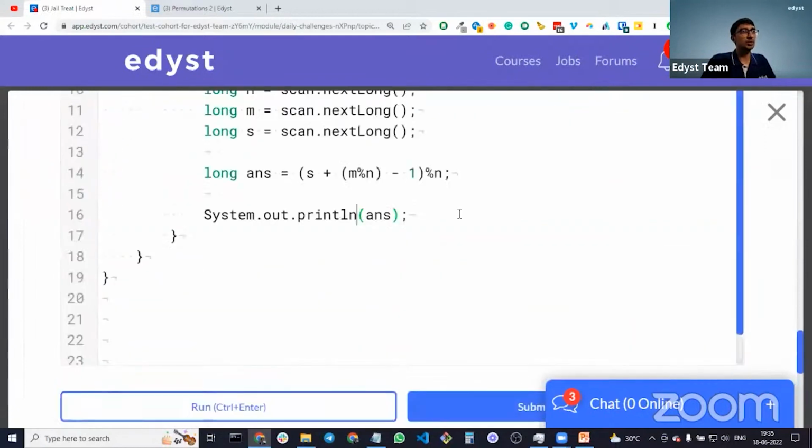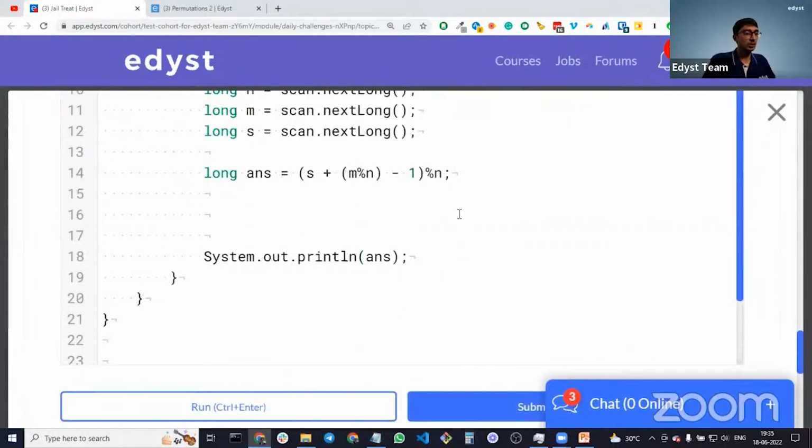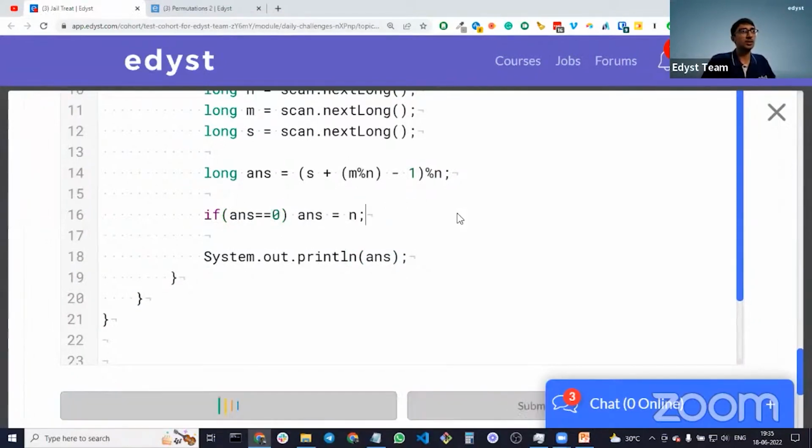Again, we missed the edge case also. If answer is equal to 0, then answer is equal to n, right? This edge case we missed out.